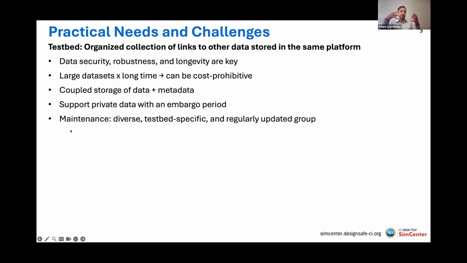The other topic is this maintenance, where we have the contributors, but there's an umbrella organization or a group that maintains the testbed, that looks at what is coming in, makes sure that the quality is there and all of those things. And we believe that it shouldn't be just SimCenter or whatever other group. This should be a testbed specific group that is regularly updated and is comprised of folks who care about the testbed, who really think about how to improve it and who have a stake in there.